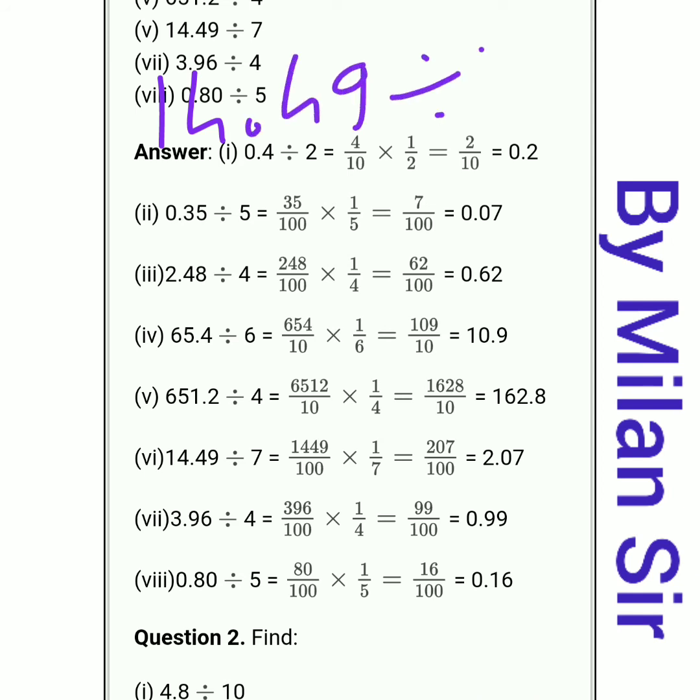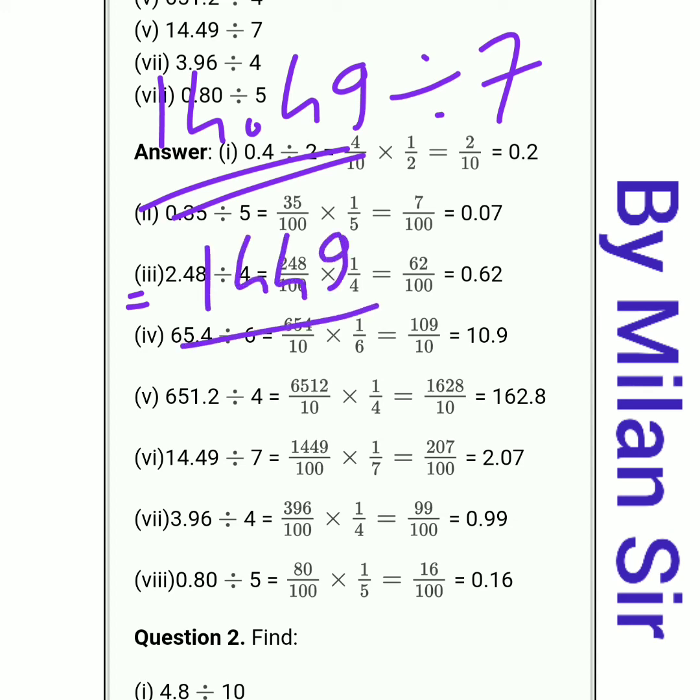14.49 divided by 7. First of all we need to ignore the decimal point, so it becomes 1449. After the decimal point 2 digits are present, so in the denominator we need to put 2 zeros, before that always we write 1, that means 100. So 1449 divided by 100.